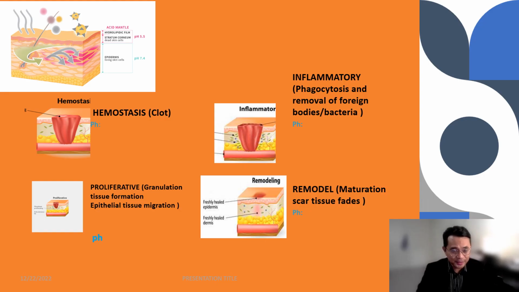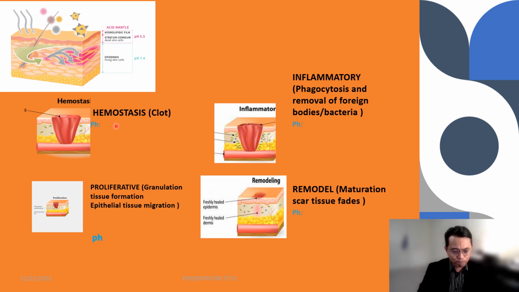So at this point, please remember that there are four overlapping phases of wound healing. First is the hemostasis, followed by the inflammatory phase, the proliferative phase, and the remodeling phase. So now, if this is intact skin, you'd know that the pH at the surface of the skin is 5.5 and below is 7.4.